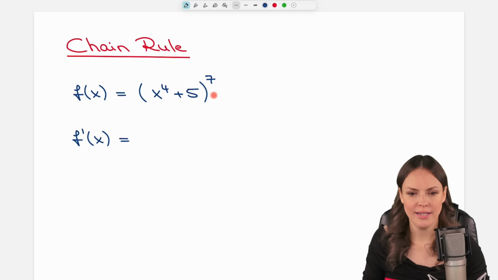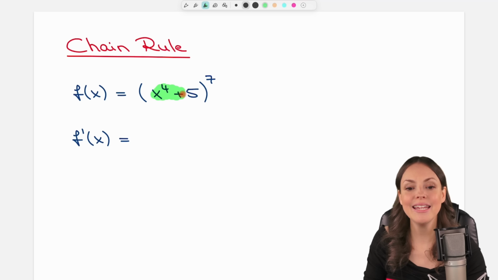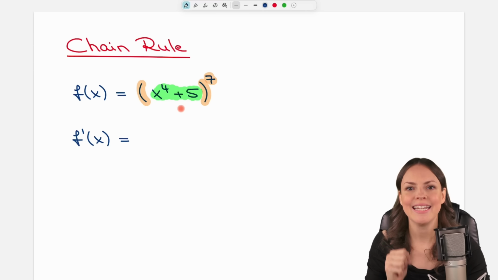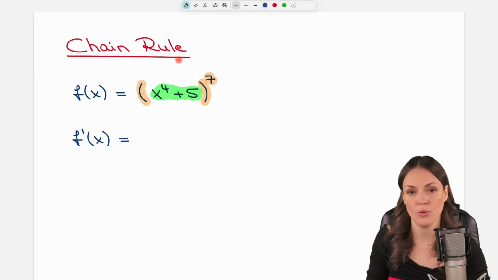So in our example here, we have something in parentheses, x to the power of 4 plus 5, and then all of this to the power of 7. So this time we have something inside parentheses, and then we have something outside of parentheses. So we have an inner function and an outer function. And every time you have a function in another function, then you need the chain rule.